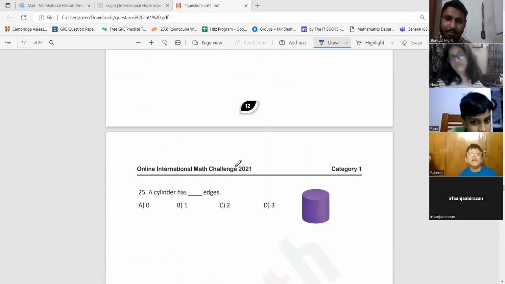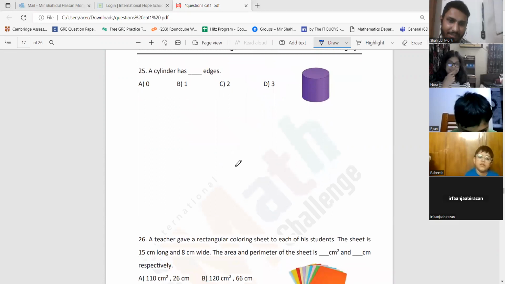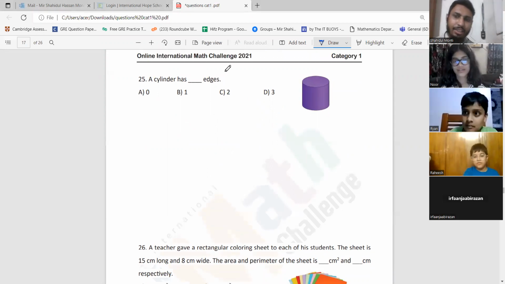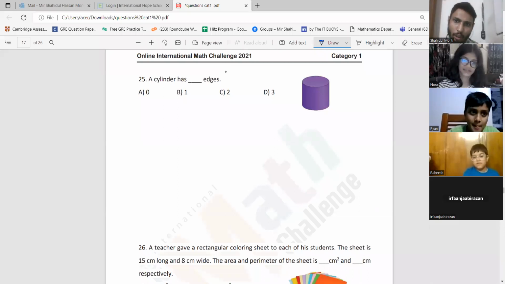Next problem. Question number 25. That's so easy. A cylinder has dash edges. How many edges does it have? Zero.